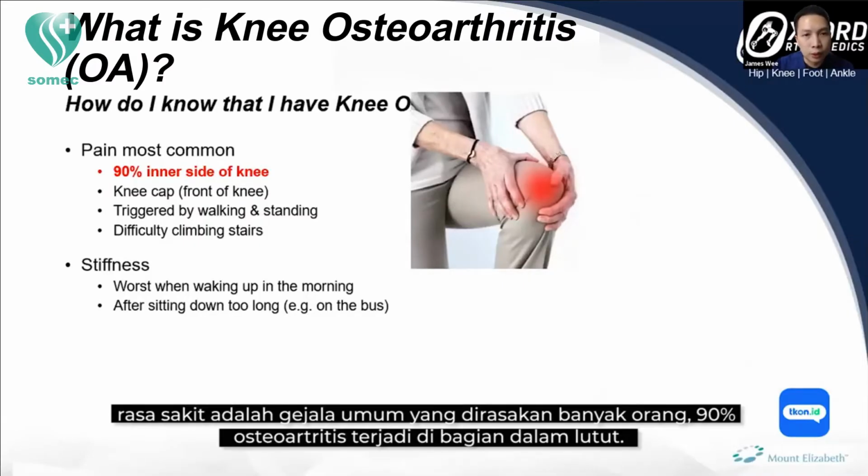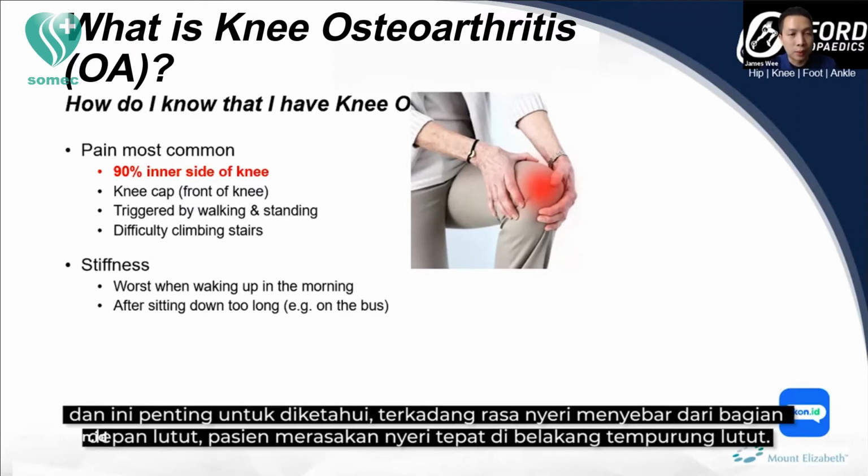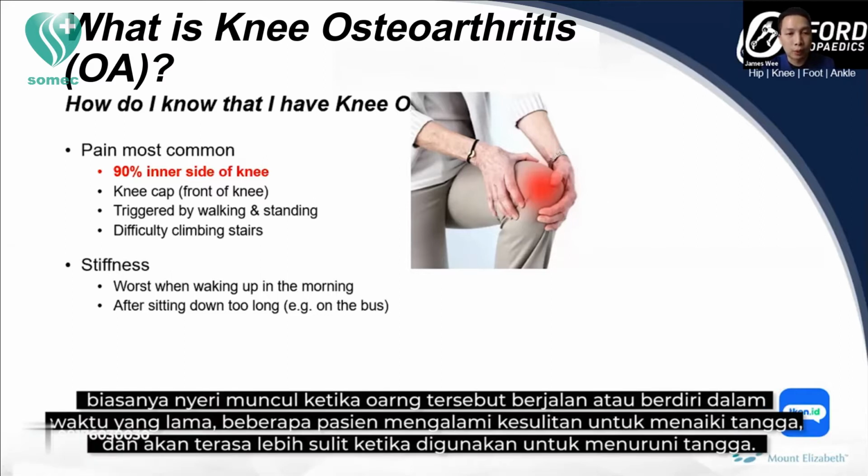So what is knee OA or knee arthritis, and how do I know I have knee OA? Pain is the most common presentation or complaint, and 90% of patients first develop pain on the inner side of the knee, as you can see in the picture there. This is important to note, that's normally where it begins. Sometimes it spreads to the front of the knee as well, and so patients get pain just behind the kneecap. This pain is usually triggered by walking and standing for prolonged periods.